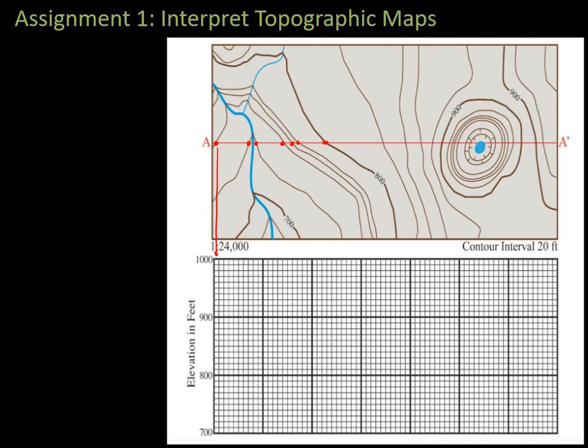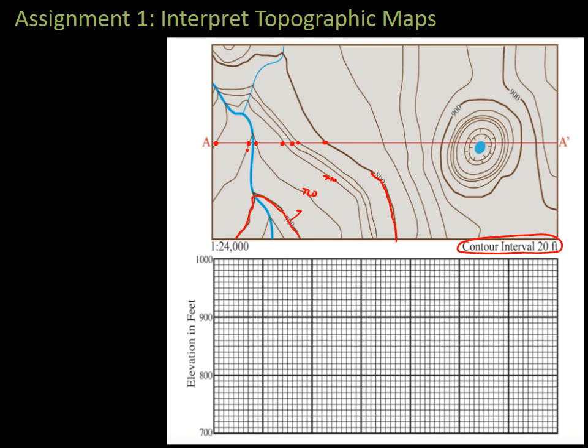So I'll do a couple for you just to get you started. This line here is labeled at 700, and we're told the contour interval is 20 feet. So if this is 700, and this one over here is 800, it must be uphill in that direction. And so if this one's 700, this one must be 720, this one must be 740, etc.